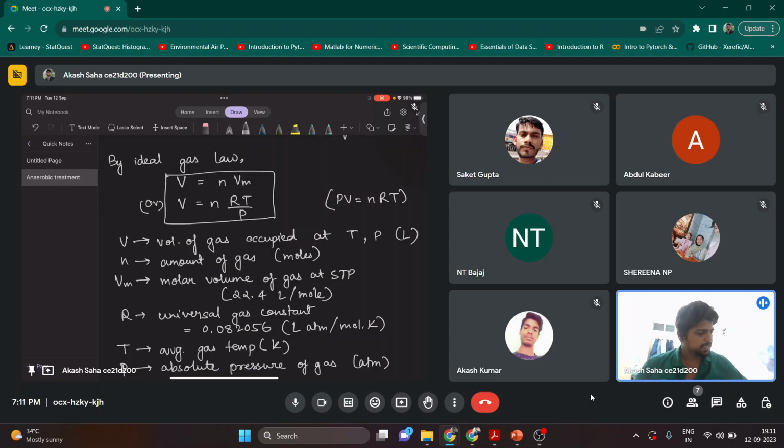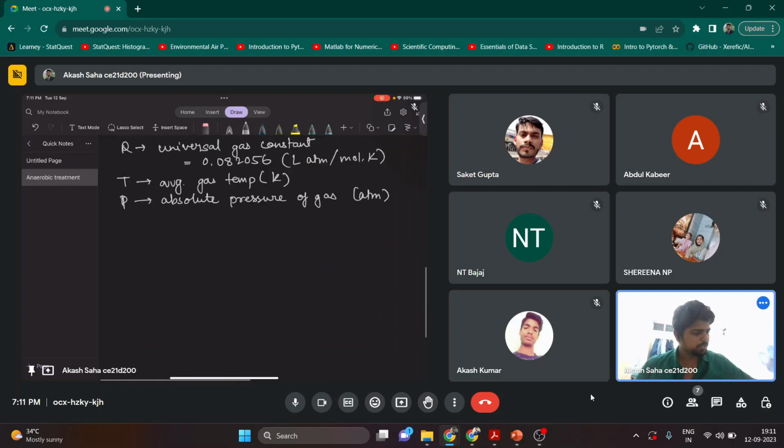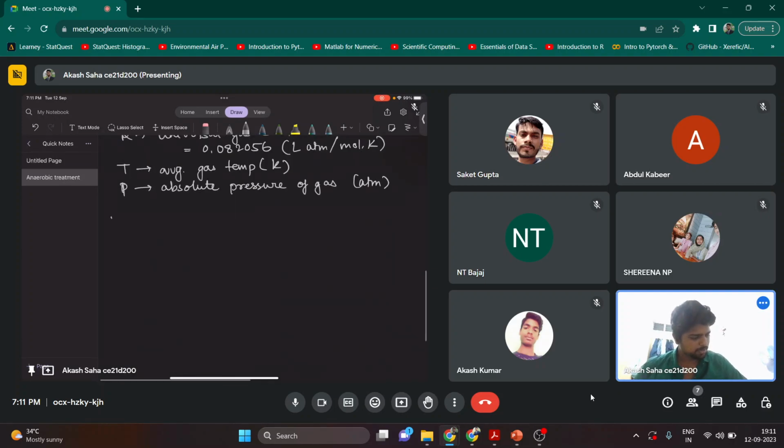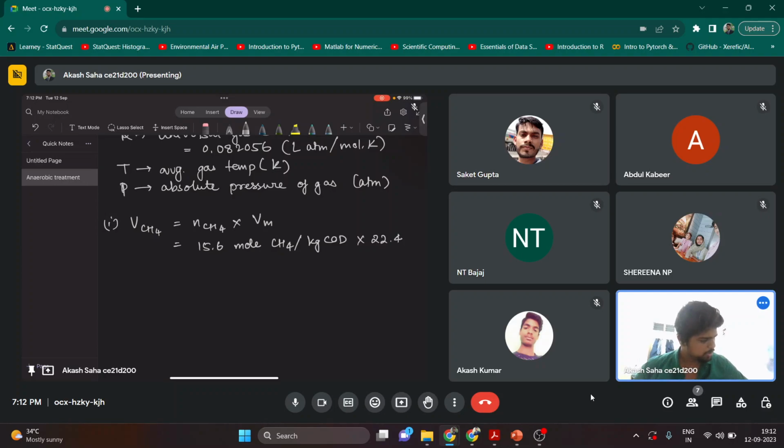So this was all about the ideal gas law. Now we will try to put the values in it and find the answer. By the first equation, we can get the volume of CH4 as moles of CH4 into the molar volume. So it will be 15.6 mole CH4 per kg COD, which we have found out before, into 22.4 liter per gram mole. So it will be equal to 350 liter CH4 per kg COD.